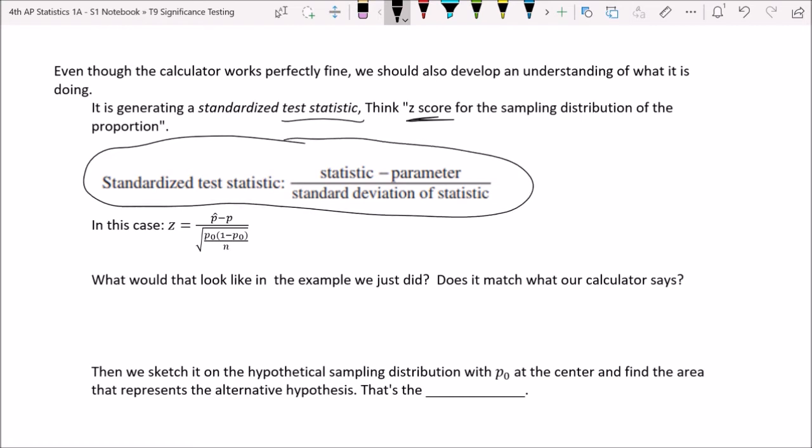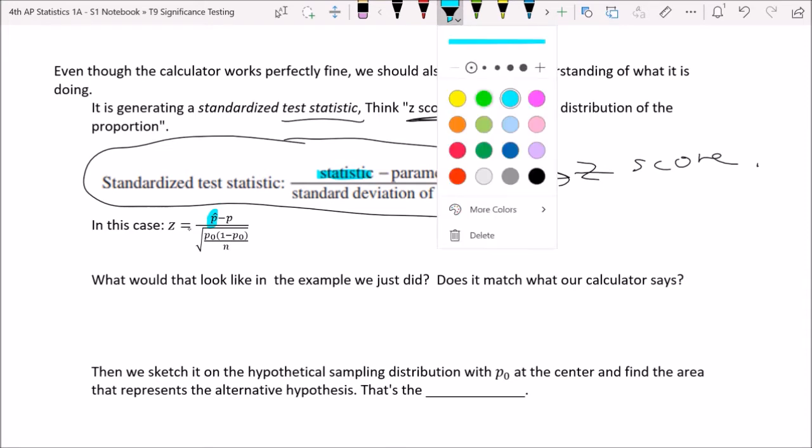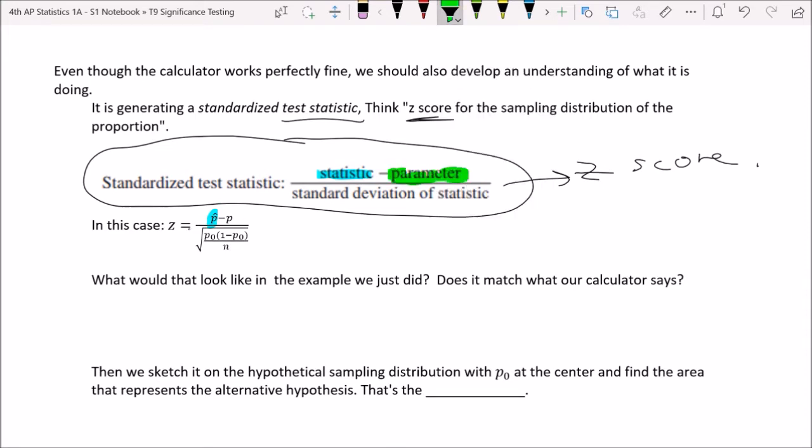It's using what we learned in the very beginning of the year. We learned that this is the definition of a z-score. I actually copy-pasted this from an earlier video, or earlier lesson if you're in my class. So what they're filling in, let's color code this: they have the statistic, which is p hat because it's a proportion. They have the parameter, which is p because we're dealing with proportions. And then they have the standard deviation of the statistic, which we learned two units ago would look like this for the sampling distribution of a proportion. So they're just filling those in.